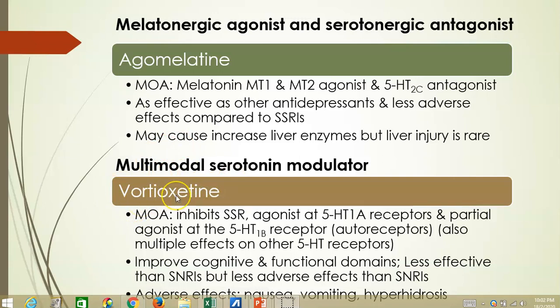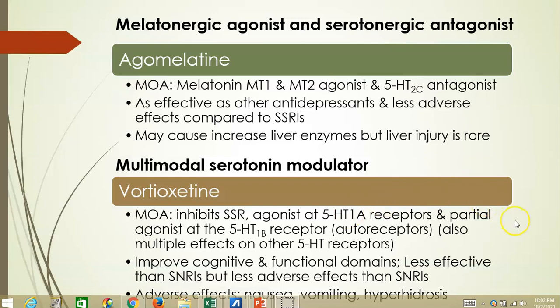The next class of drug is a multimodal serotonin modulator. An example of this drug is vortioxetine, which acts by inhibiting the reuptake, selective serotonin reuptake, and it also works as an agonist at the 5-HT1A receptor, and also partial agonist at the 5-HT1B receptor, which are autoreceptors, with also multiple effects on other 5-HT receptors, but these are less well understood.